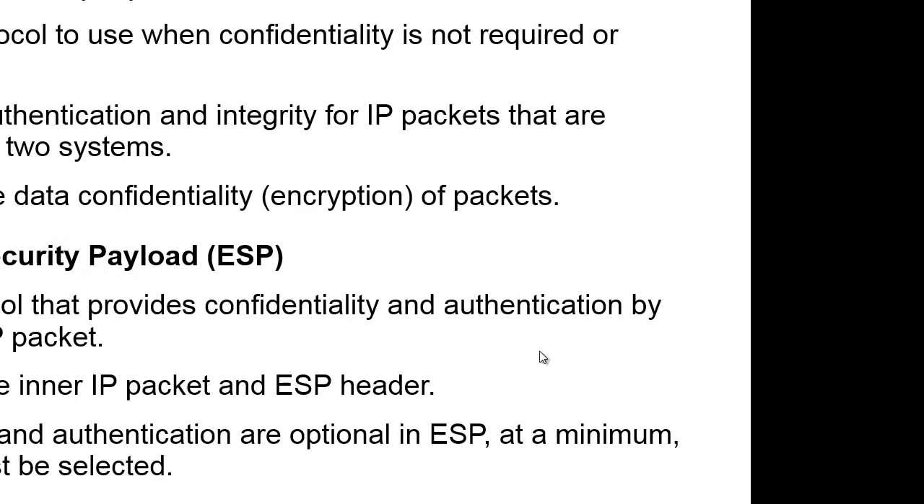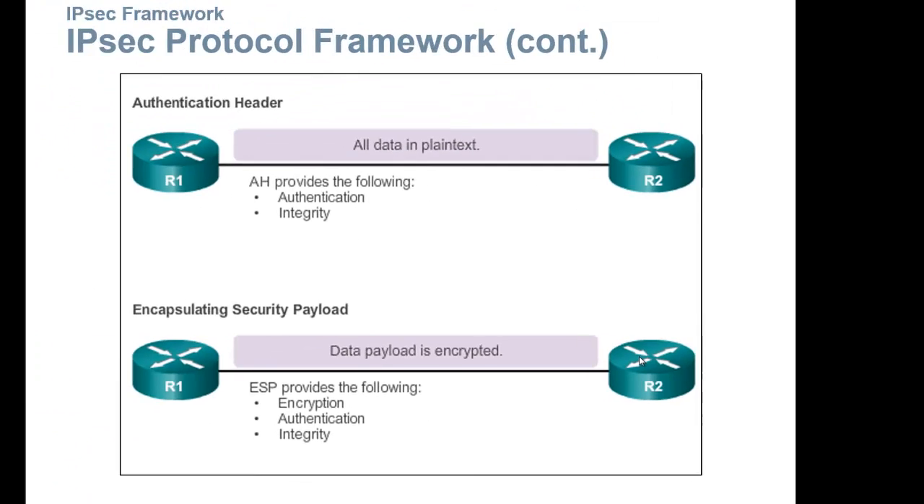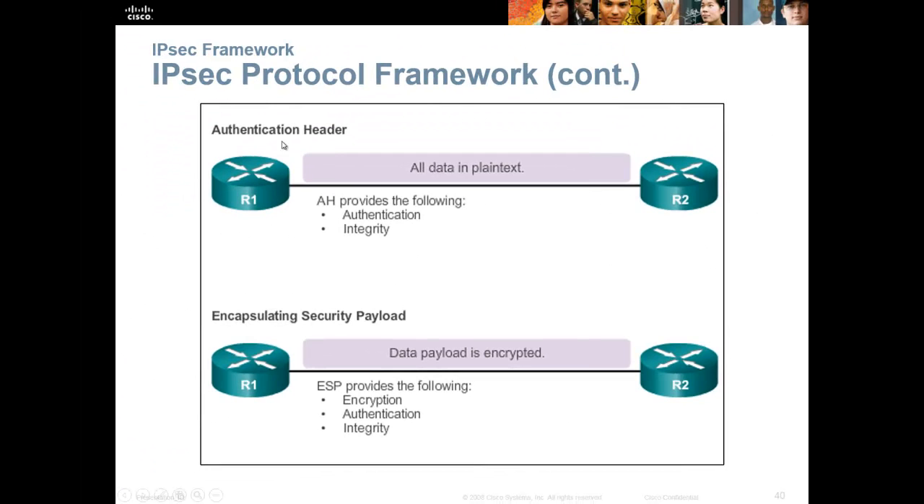You have the authentication header, and then you have the encapsulating security payload. Now, the authentication header doesn't provide any encryption of the packets. So I'm kind of confused on that. It provides authentication only on the header information, whereas the encapsulating security payload will then encapsulate the packet. So in this case, with the authentication header, all data is in plain text, and this is just providing authentication security. So if somebody doesn't authenticate, then they don't get the data, and you don't continue sending.